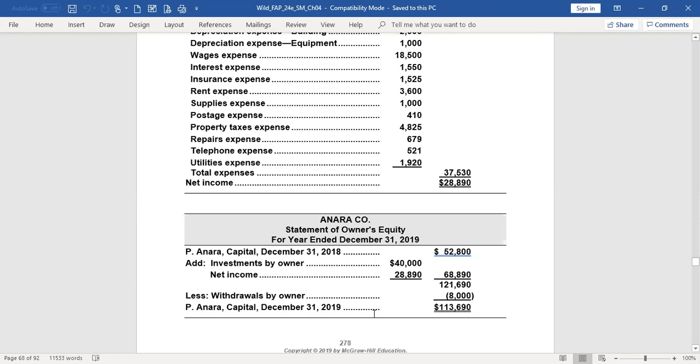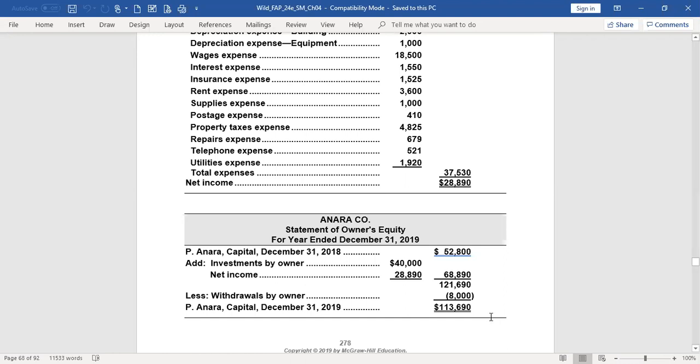So we're going to add the investment and the net income to the capital balance as of December 31st, 2018. We then subtract the withdrawals that Anera took out of the business. So Anera's capital should be $113,690. Now, according to our trial balance, the account balance is still at $92,800. But we'll come back to this and we'll show you that account will be updated. And that's what we report to decision makers.